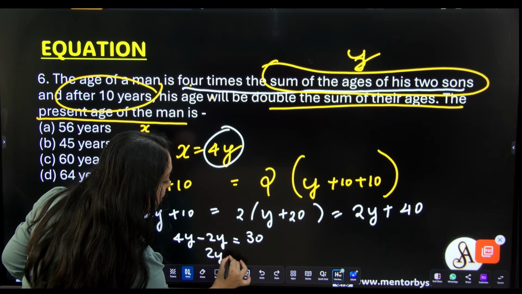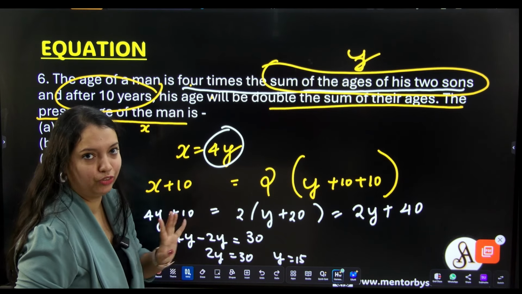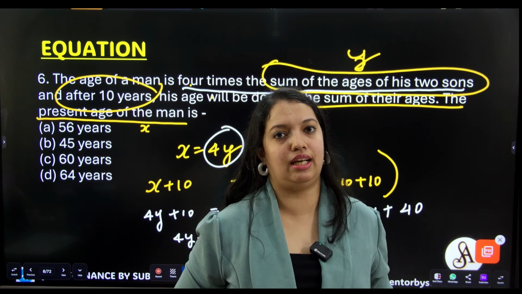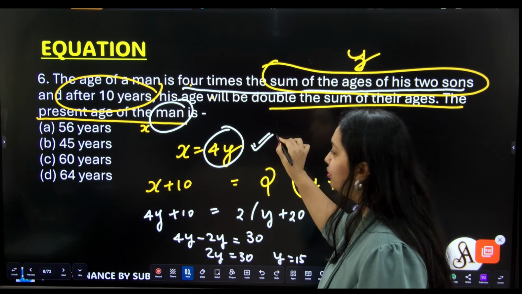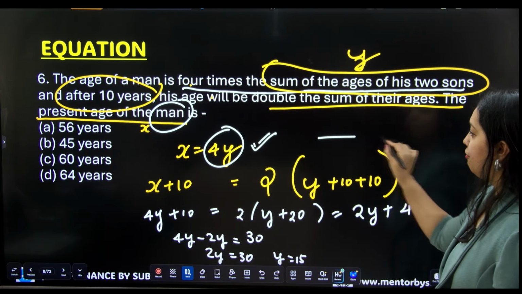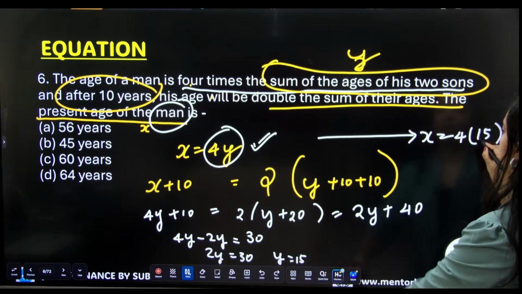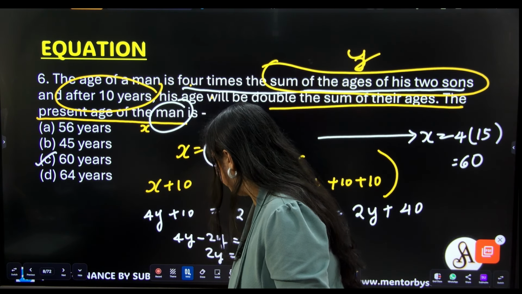If 2y value is equal to 30, what is the y value? 30 divided by 2, 15. What did we get? Sum of ages of two sons. That is not what they asked in the question. They are asking the age of the man. I know the age of the man is 4 times y, which means the age of the man will be 4 times 15. 60 years is the age of the father. Option C.